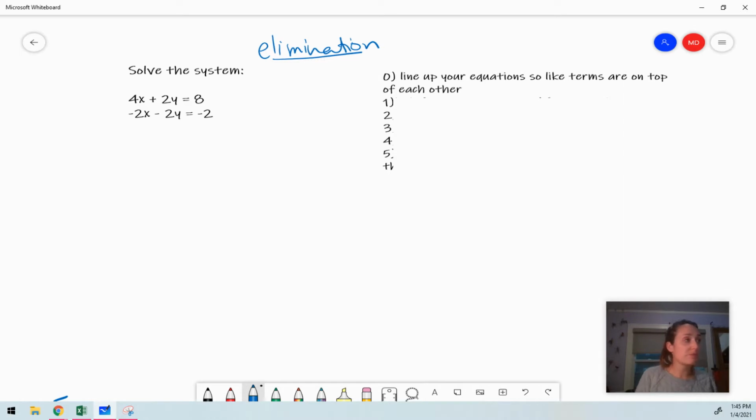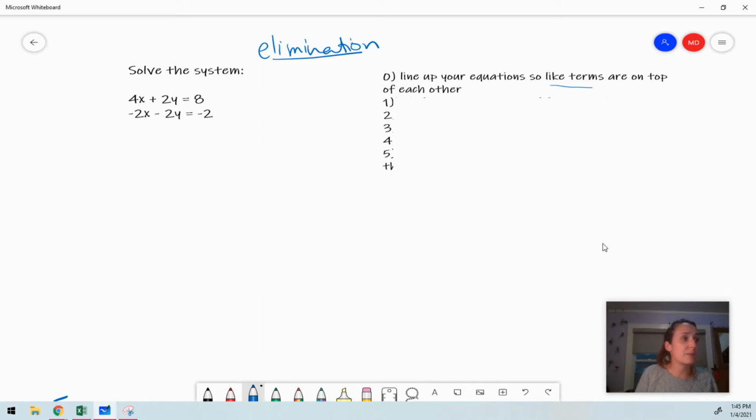Our steps are that first we want to make sure our equations are lined up so that the like terms are on top of each other. I can see that this is the case because I have my x's on top of each other, my y's are stacked right on top of each other, my equal signs, that's really important, the equal signs are stacked on top of each other, and my numbers.